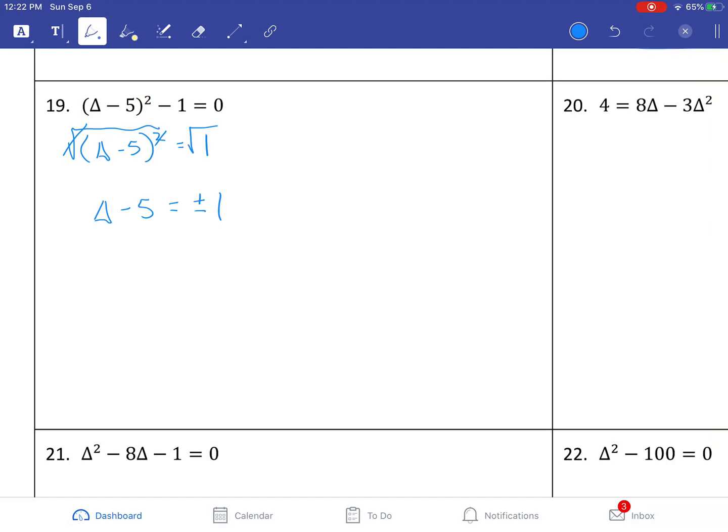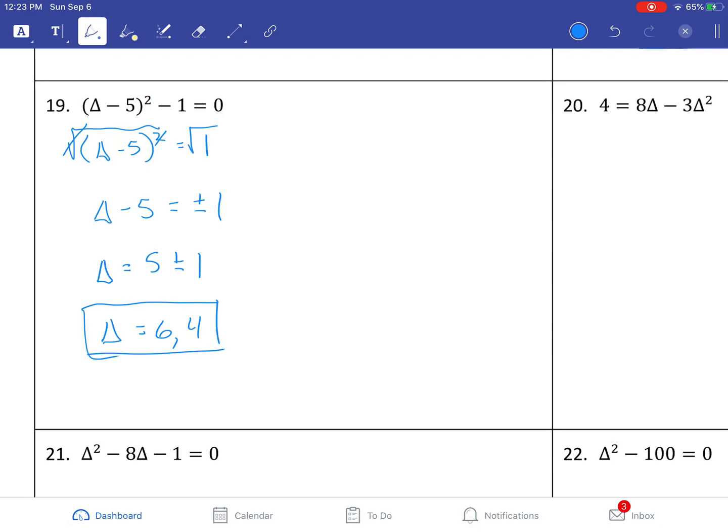Okay, now if we want to solve for the triangle, we're going to add 5. So we're going to have triangle equals 5 plus or minus 1. Now you can't leave it like this because you can keep reducing it. If your 1 had been like a square root of, let's say 7, instead of 1, you could just stop right where we've got it. But since it is a 1 and it is a whole number, we can combine it with the 5. So if we do 5 plus 1, we get 6. If we do 5 minus 1, we get 4. And those are your 2 answers for this particular problem.